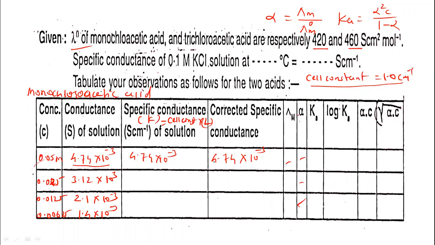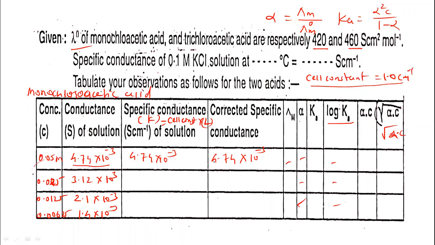After this calculation of the Ka value, let us calculate the log K value. Then calculate alpha into C, this alpha multiplied by the concentration C, and finally the square root of alpha into C. In this way we have to show all the calculations very systematically. Okay, so once again I would like to explain this.